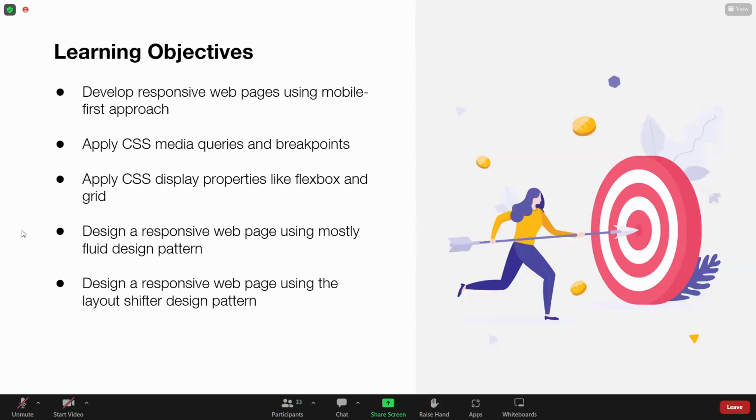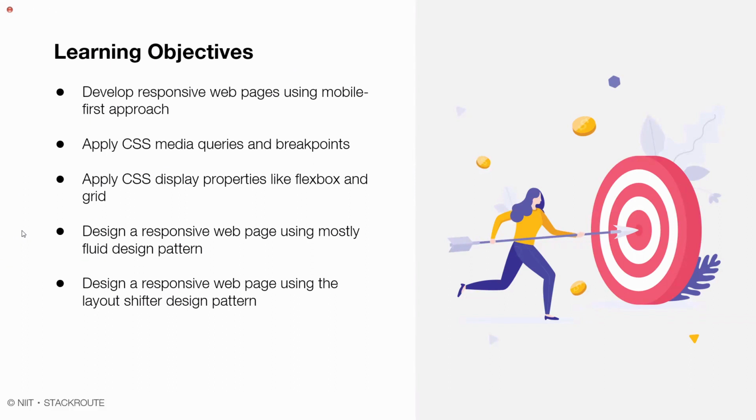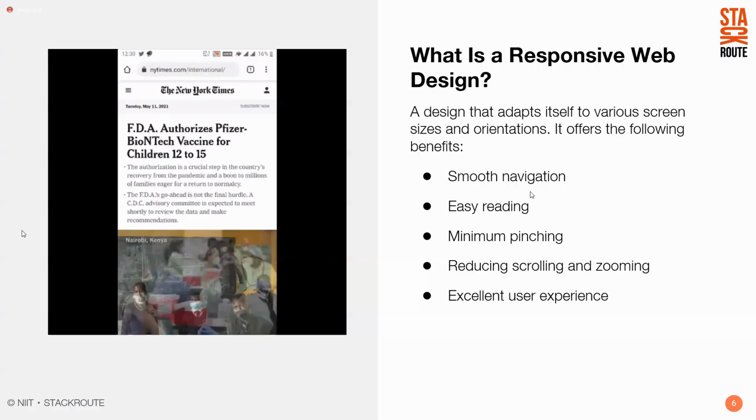In this session, we will be discussing a responsive web page using the mobile first approach. How can we develop this type of application with CSS properties to fit on all devices? With the help of CSS media query, at-media query, breakpoint, flexbox and grid layout, fluid design and layout shift design pattern. By using these concepts, we are going to develop a responsive web page for mobile devices.